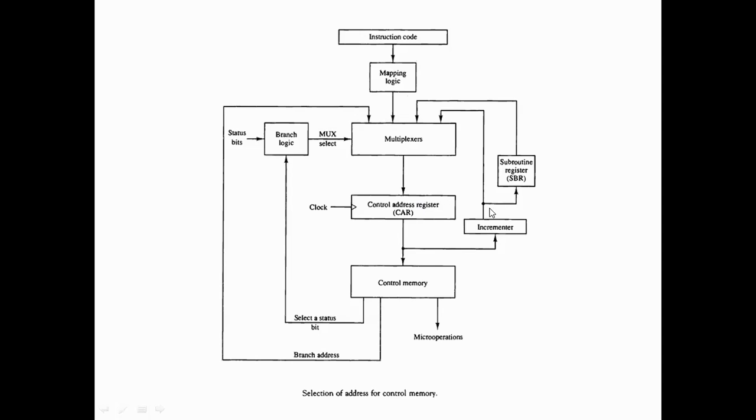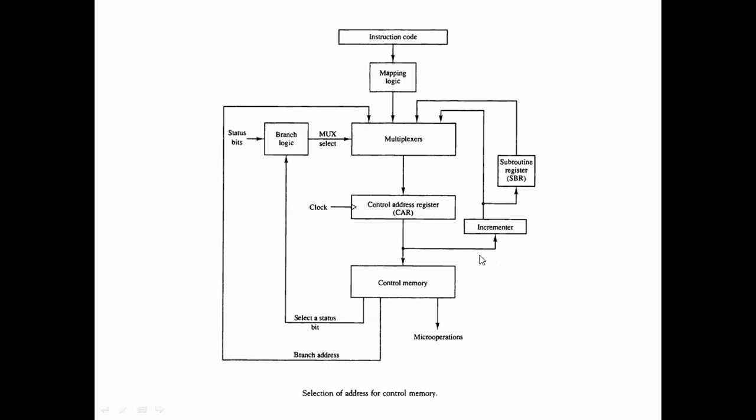Second way. The third way is that, for example, we took an address, we got to control memory, and control memory will give us certain micro operations, fine, and it will also give us a certain address. This is also possible that this control word will tell us that the next address which you have to go to is here. The branch address may be given by the micro instruction itself. This will be the third thing.